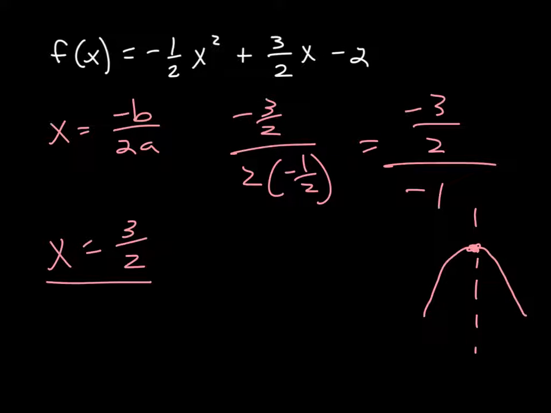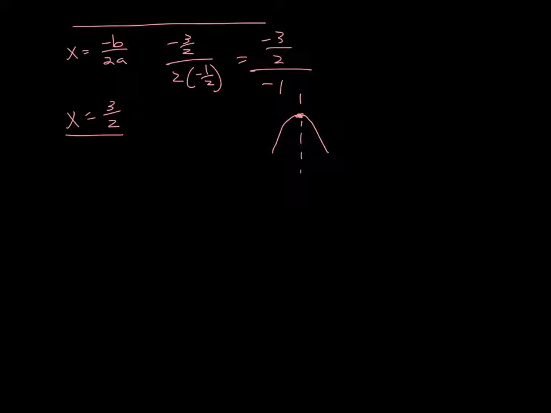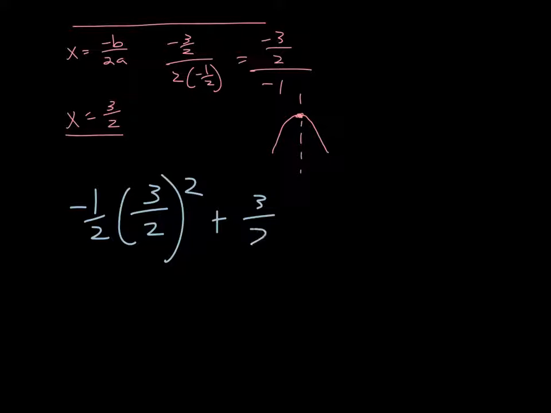Well, once we know that, we can quickly solve for the y value, because we just have to find out what the value of y is when x equals 3/2. So we're going to input 3/2 into our function. Our function is negative 1/2, and we're going to input 3/2 in for our x squared, because we're still just rewriting that function, plus 3/2 times 3/2, because we're putting 3/2 in for x, minus 2.